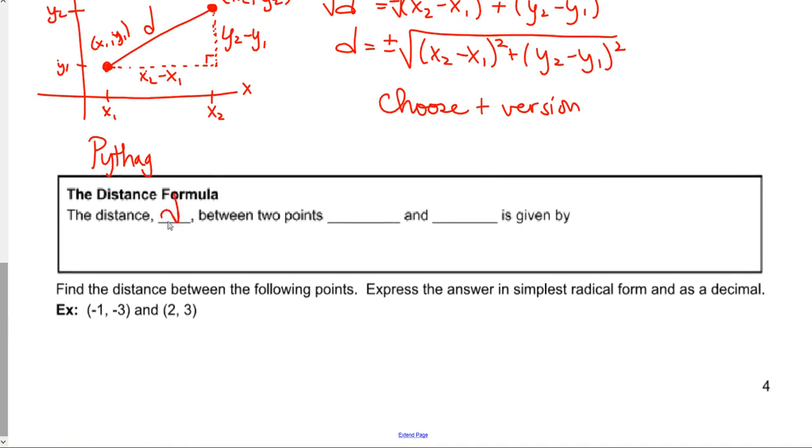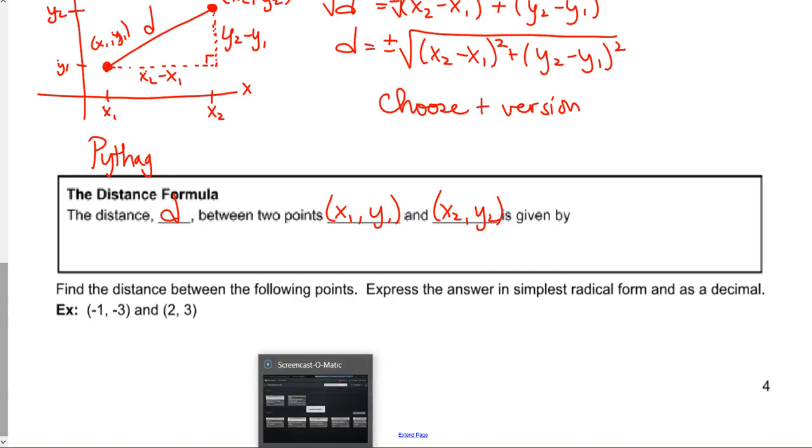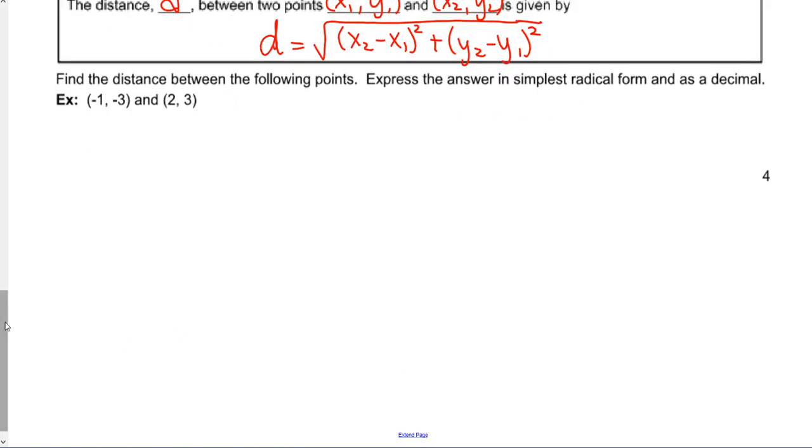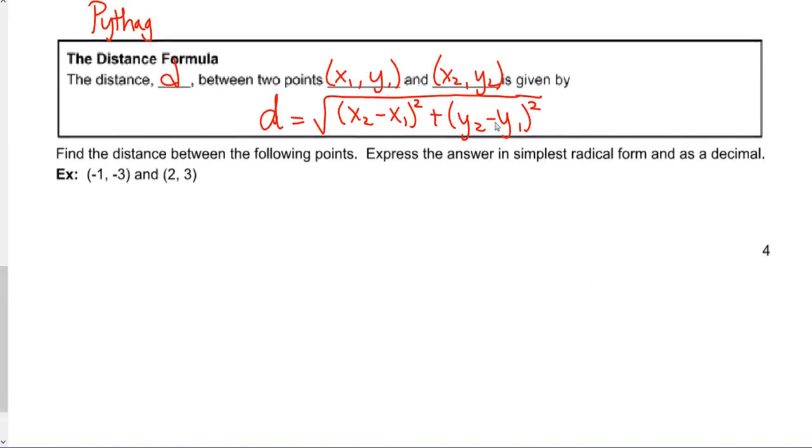The distance D between 2 points, (x1, y1) and (x2, y2), is given by this long square root formula. D is equal to the square root of (x2 minus x1) squared plus (y2 minus y1) squared. And that's going to give us the distance between any 2 points on our coordinate plane. So you've got to be careful, make sure that you have the pluses and the minuses in the right spot, and that you don't get it confused. It's minus in between the parentheses and plus in between.